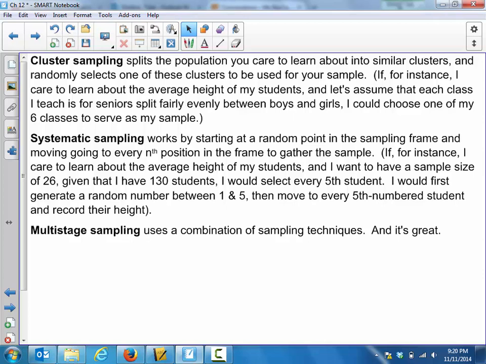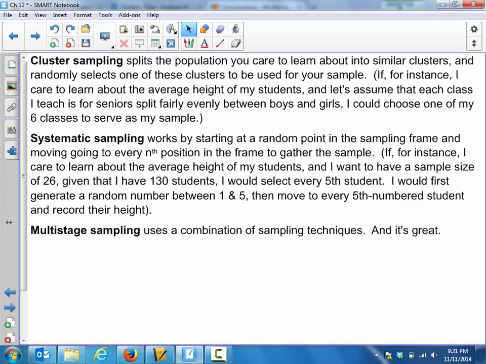Okay, similar idea here with the cluster sampling for the classes. Pretend, hypothetically, the 130 students I had last year were strictly seniors, so there shouldn't be any differences in height accounted for by age differences, and let's say each class was split evenly between boys and girls. I could simply choose one of the 6 classes to serve as the sample I would use. All right, so there's cluster sampling.